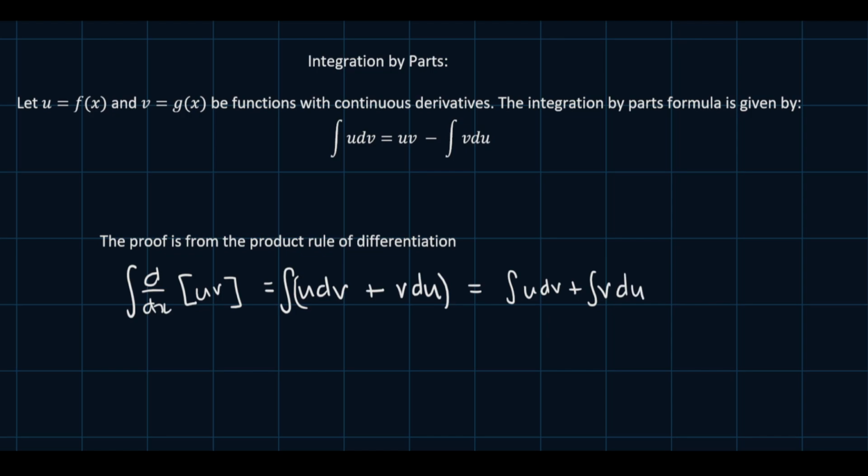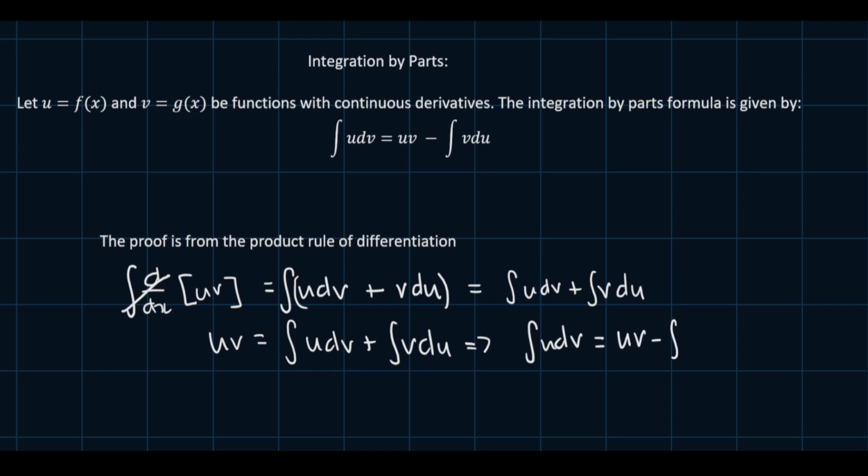Moreover, yung differentiation and integration are inverse processes. So, magka-cancel lang tong part na to. So, we're left with uv equal to the integral ng u dv plus integral ng v du. And then, we can simply solve for the integral ng u dv. So, integral ng u dv is equal to uv minus integral ng v du. So, dito galing yung formula natin for integration by parts.